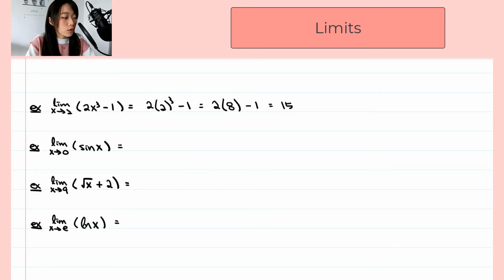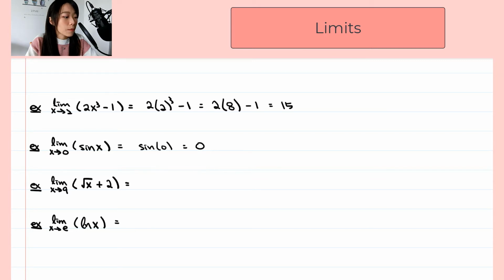And the cheating rule also works with trigonometric functions. For example, here we have the limit of sine of x as x approaches 0. So using the cheating rule, this limit equals sine of 0, which equals 0. So this limit equals 0.